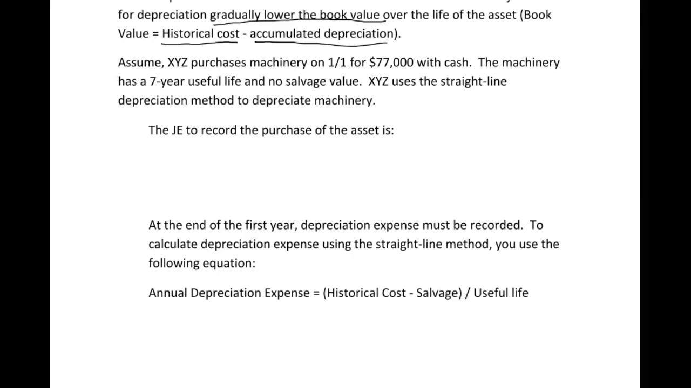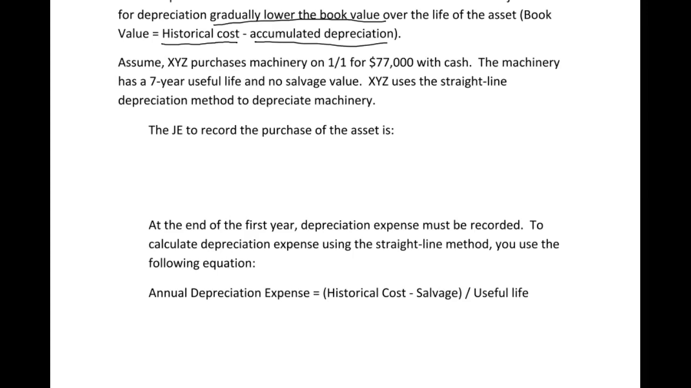Salvage value is just what we estimate the value of the asset will be at the end of its 7-year useful life. In this example, we're saying we expect it to have no value at all. They use the straight line depreciation method. That's the easiest and most common, so we'll just do that here as a quick refresher. And then later in our lessons, we'll talk about different types of depreciation methods.